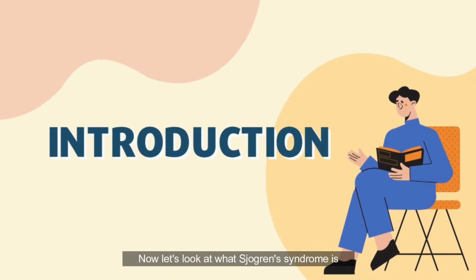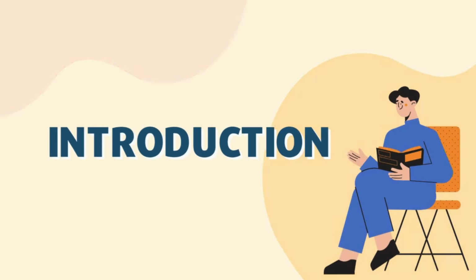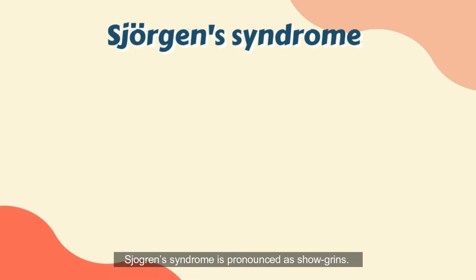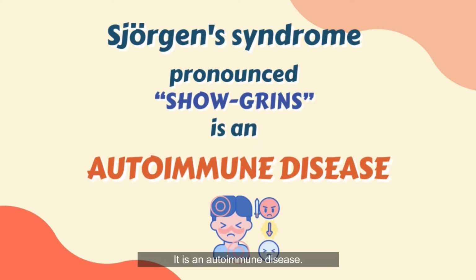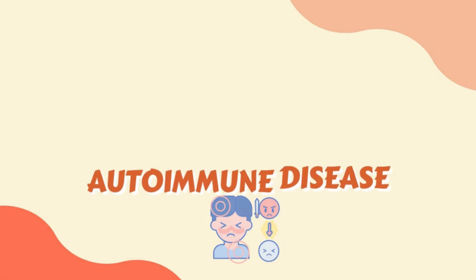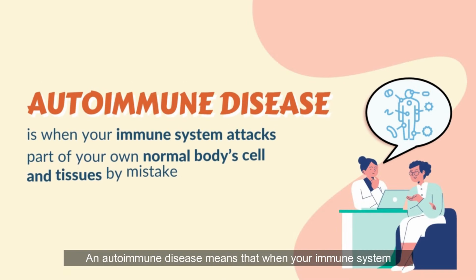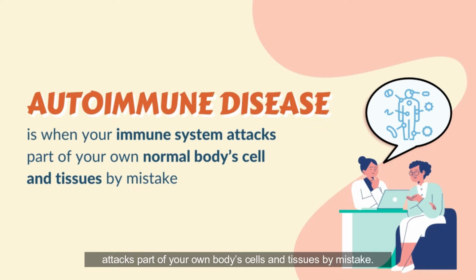Now, let's look at what Sjogren's Syndrome is. Sjogren's Syndrome is pronounced as Sjogren's. It is an autoimmune disease. What does autoimmune disease mean? An autoimmune disease means that your immune system attacks part of your own body cells and tissues by mistake.